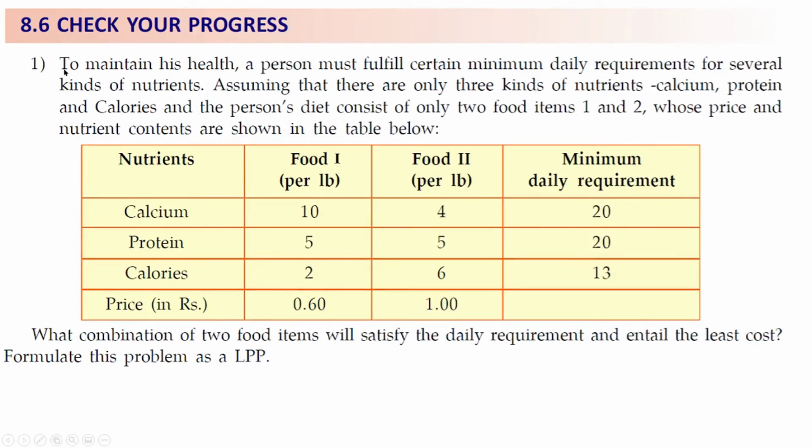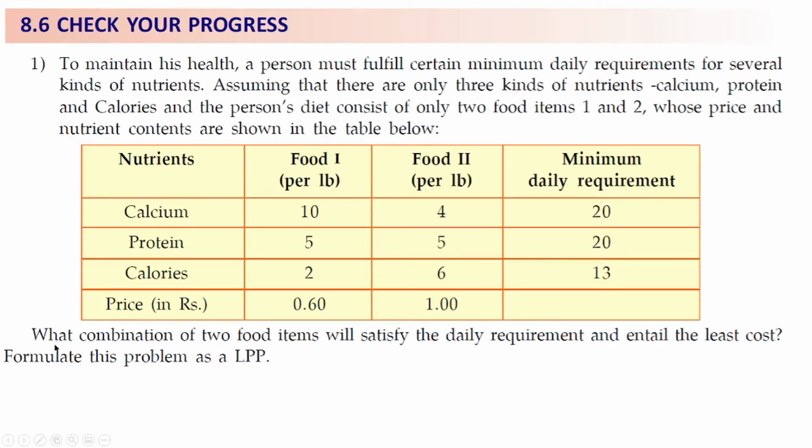Now moving on to section 8.6, check your progress of the CBSE Handbook, the student support material from Unit 8, linear programming problem. The first question: to maintain his health, a person must fulfill certain daily requirements for several kinds of nutrients. Assuming that there are only 3 kinds of nutrients, calcium, protein and calories, and the person's diet consists of only 2 food items 1 and 2, whose price and nutrient contents are shown in the table below. So we have the various nutrients here, then we have the first food, the second food. For every pound of each of these foods, the requirement for calcium, protein and calories are given here. And the minimum daily requirement is also given for each of these nutrients. And then the price in rupees of the first food and the second food is given here.